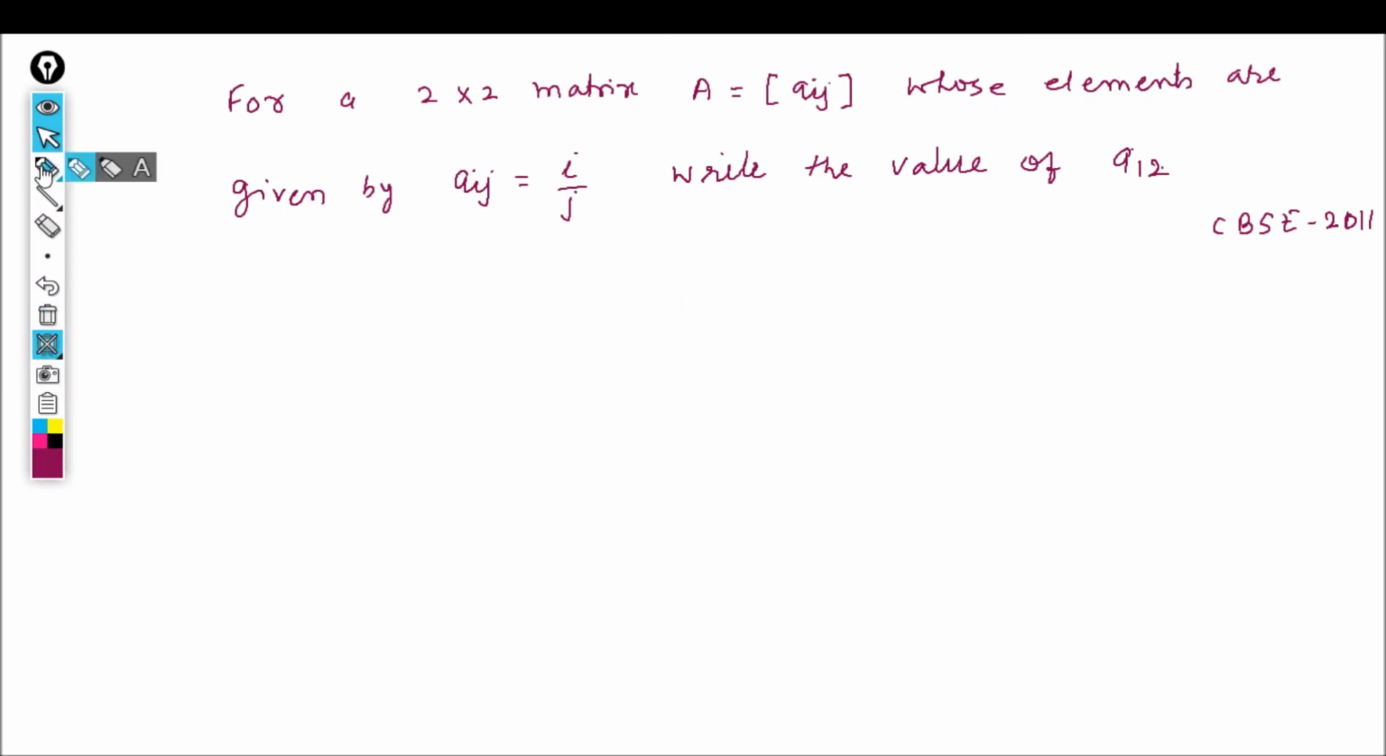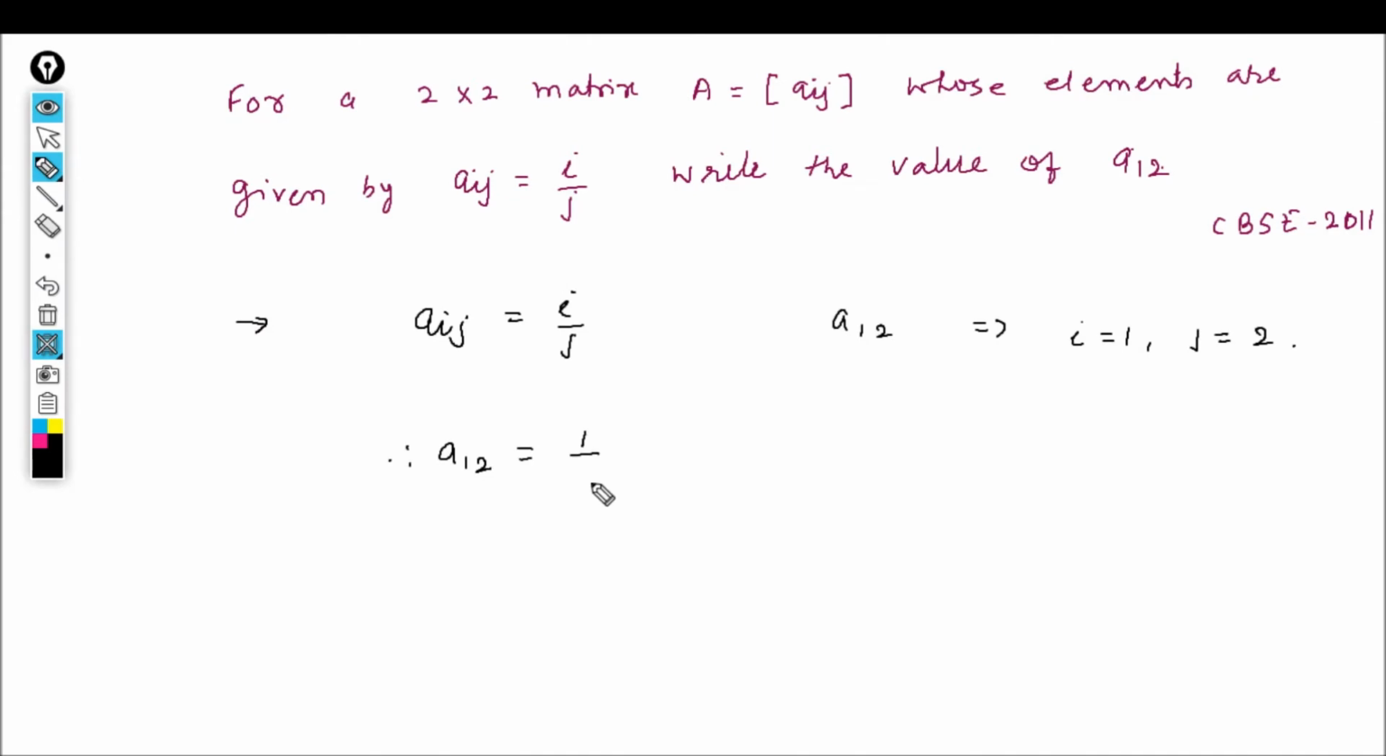So let us solve one simple question, bachcho. It was also asked in examination. So given matrix Aij is a 2 by 2 matrix, whose elements are given by this equation. Aij is equal to i upon j. We have to find the A12 element. So this implies i is equal to 1 and j is equal to 2. So therefore A12 is equal to i upon j, that is 1 upon 2. So this is our answer.